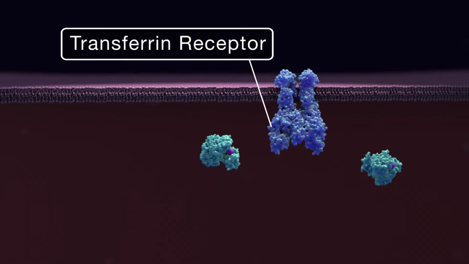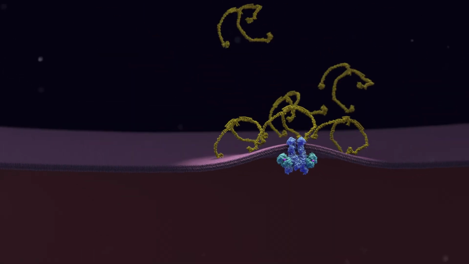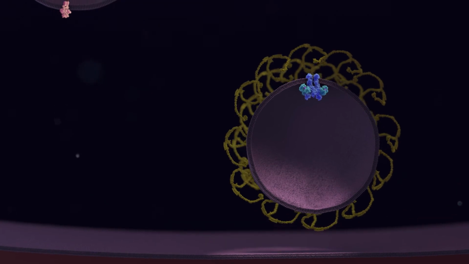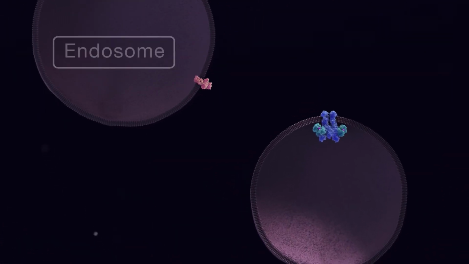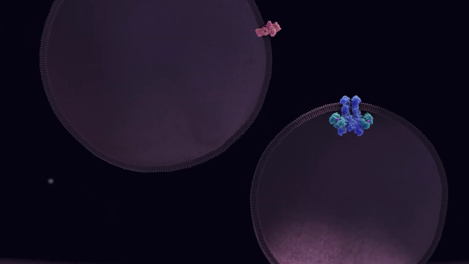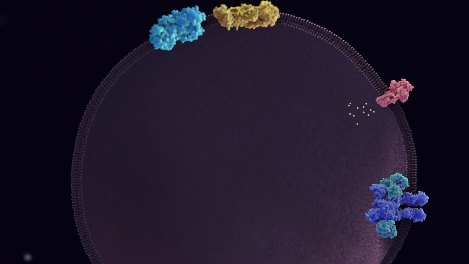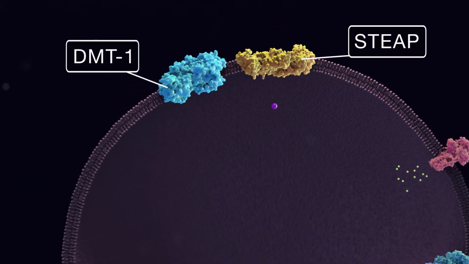Iron bound to transferrin is also transported into the intestinal cell at the basolateral membrane. The holotransferrin binds to the transferrin receptor and is taken into the cell via receptor-mediated endocytosis. The vesicle fuses with an endosome. The vesicle becomes acidic and the transferrin releases its ferric iron.